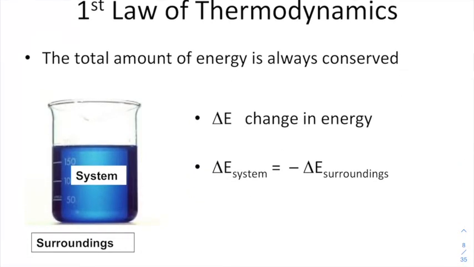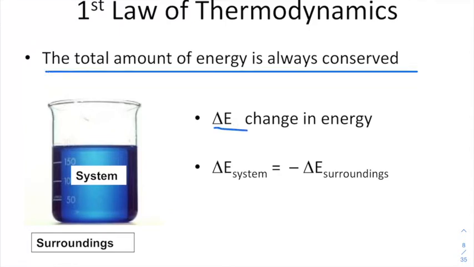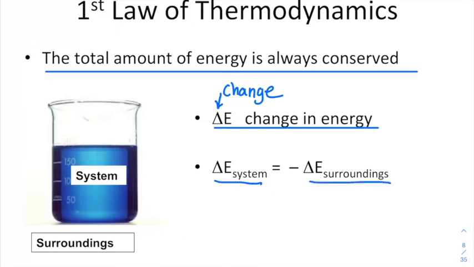All right, so again, that first law of thermodynamics, total amount of energy is always conserved. So delta E is going to be our change in energy. Remember, anytime we have a triangle, that means change. Down here we say the E of the system equals the negative E of the surroundings. So for a chemical reaction, the system is right here. It is your beaker, it is your test tube, it is whatever you have your chemical reaction taking place in. Now your surroundings, they're not just underneath, they're all the way around that beaker.